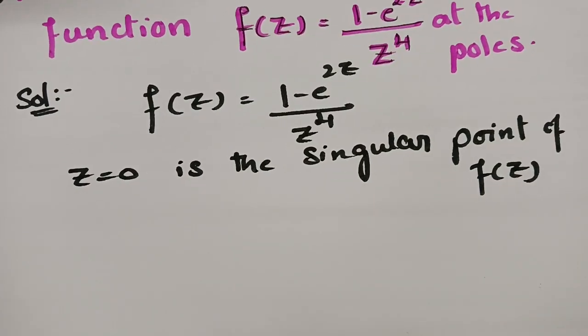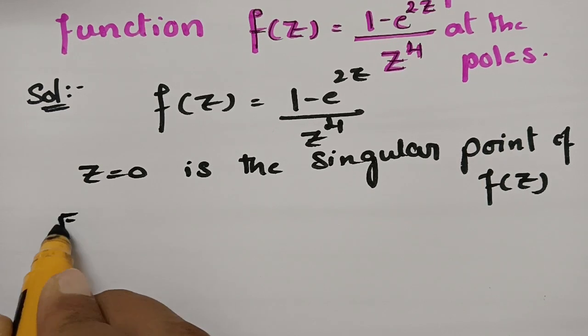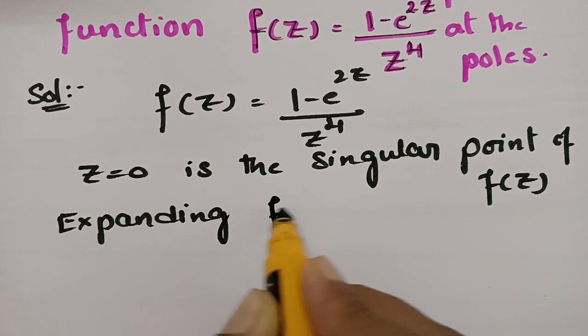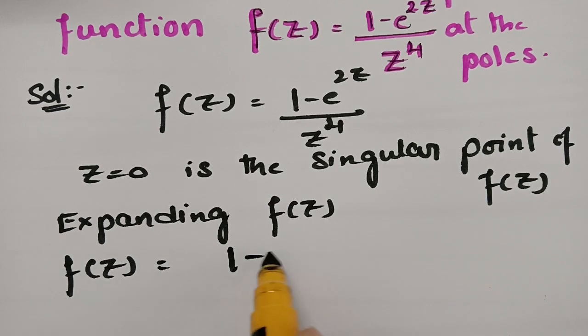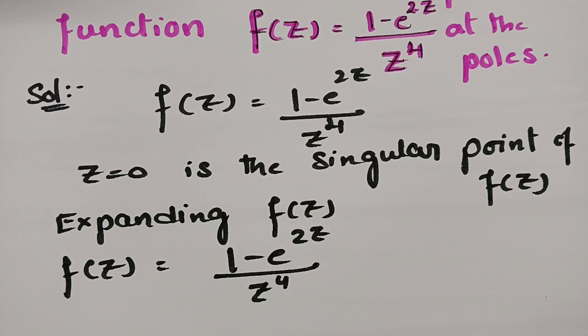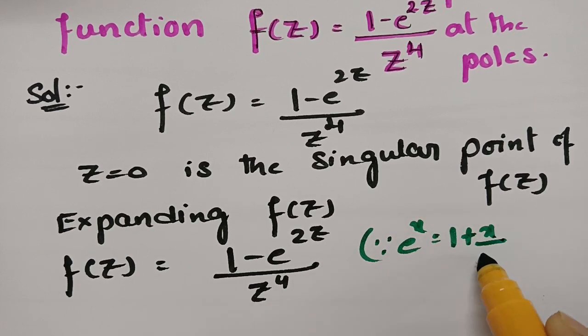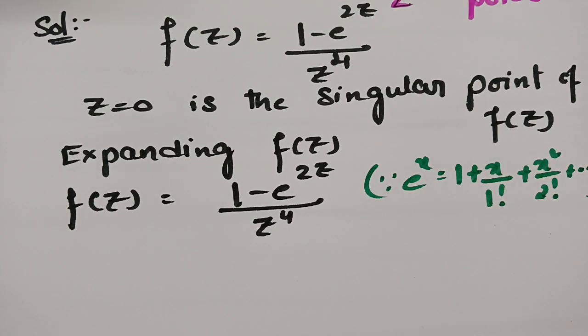And next one, expanding f of z. So we have to expand f of z. How do we have to expand f of z? f of z is equal to 1 minus e power 2z by z power 4. As you have a formula for e power x, since e power x can be written as 1 plus x by 1 factorial plus x square by 2 factorial plus and so on, I am using this here, and next I am expanding.